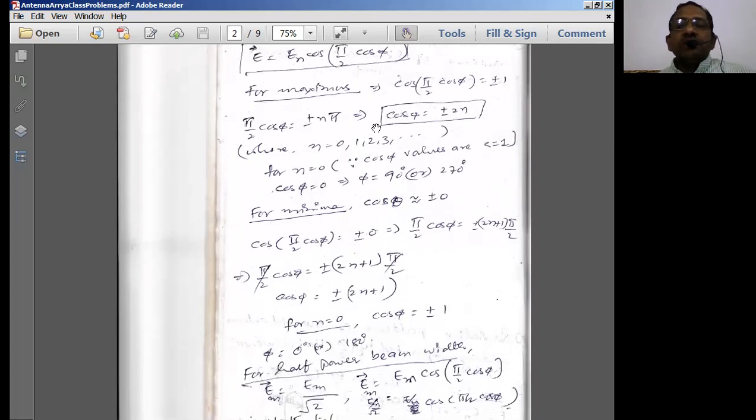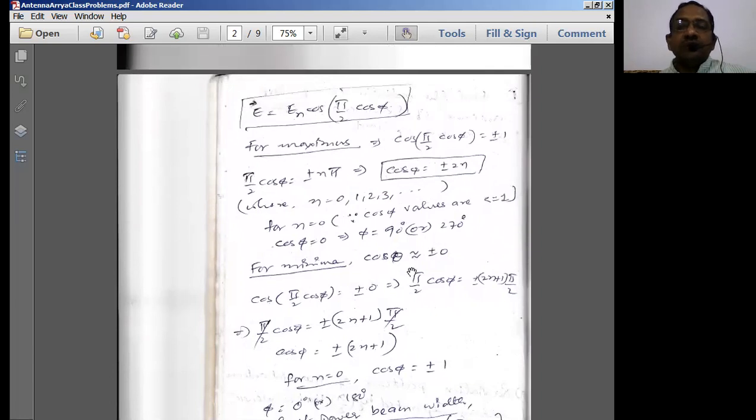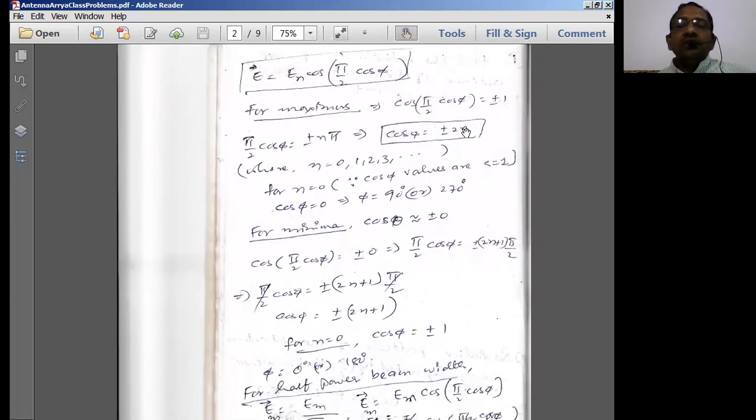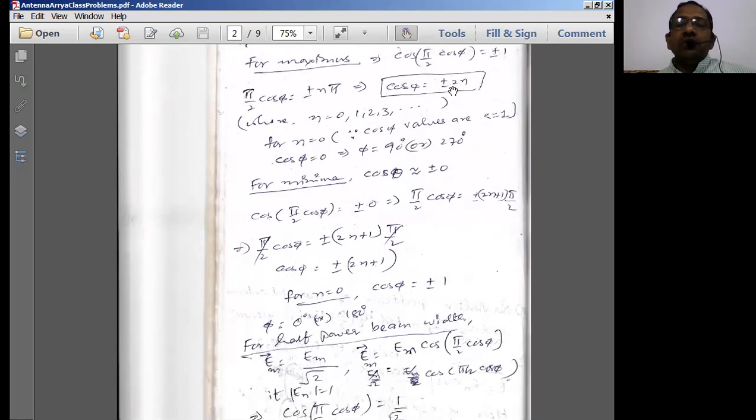By trigonometrical expansion, we can have plus or minus n pi. Then this pi will get cancelled, and we simply get cos phi is equal to plus or minus 2n. Now, if n is equal to 0, cos phi is equal to 0. For phi equal to 90 and phi equal to 270, the cos value will be equal to 0. What is cos 90? 0. What is cos 270? It is also 0.